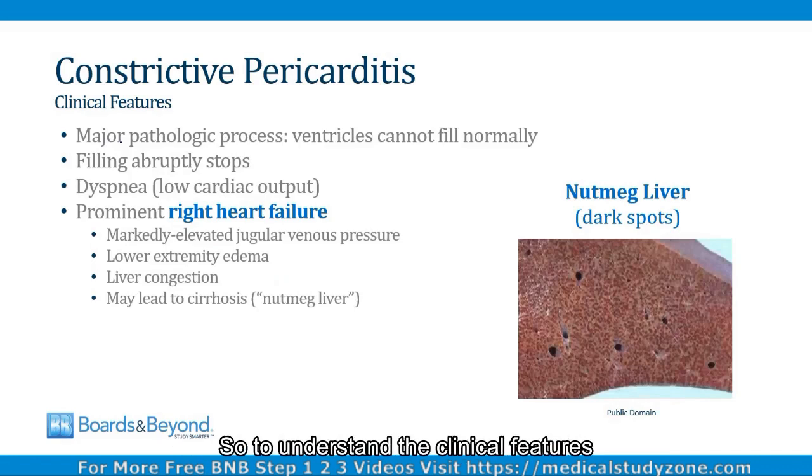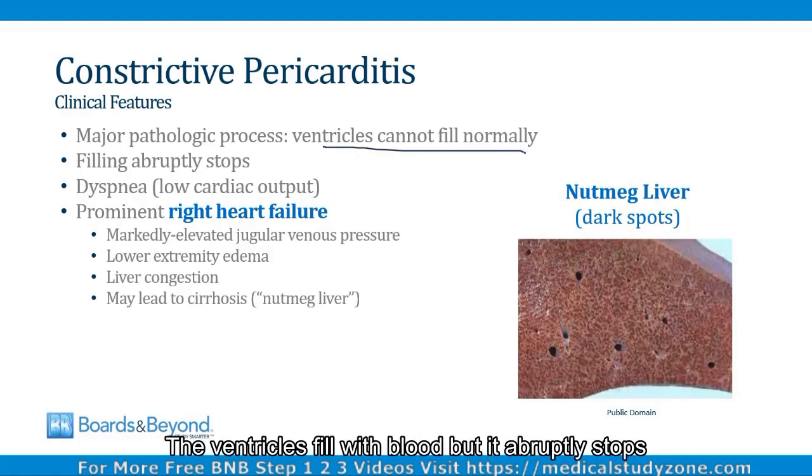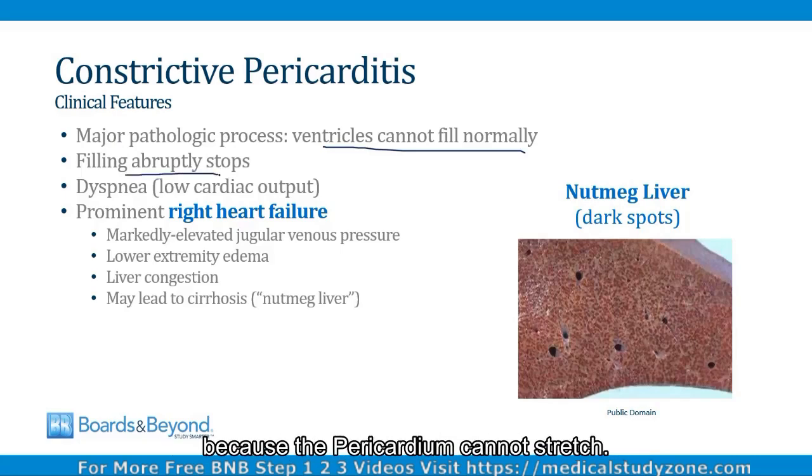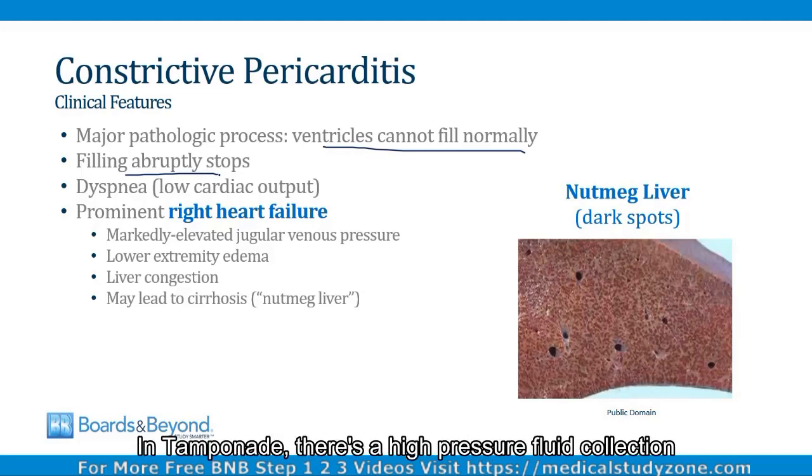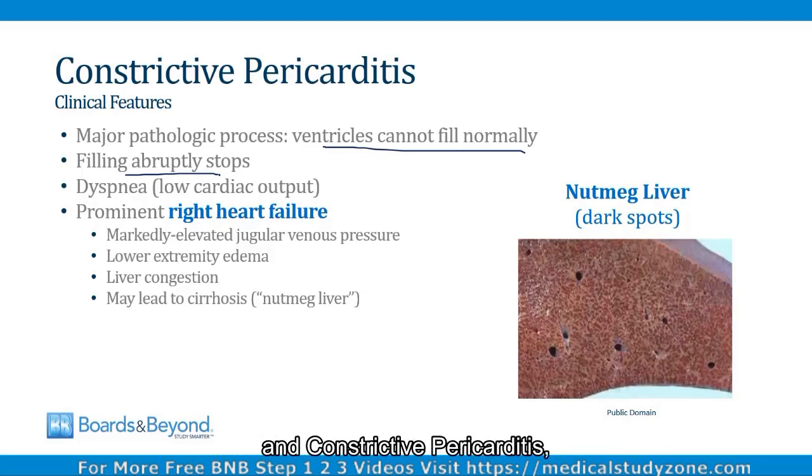So to understand the clinical features of constrictive pericarditis, you need to appreciate that the major problem here is that the ventricles can't fill. The ventricles fill with blood, but it abruptly stops because the pericardium cannot stretch. So this is similar to the physiology of tamponade, but for a different reason. In tamponade, there's a high pressure fluid collection surrounding the ventricles. In constrictive pericarditis, there's a calcified, stiff pericardium surrounding the ventricles. The hallmark feature is dyspnea. Patients always complain of dyspnea, and this is from a low cardiac output.